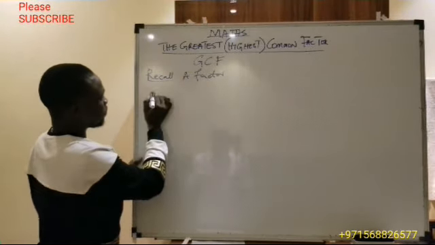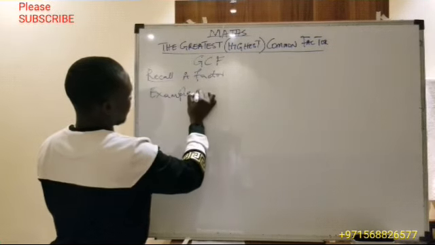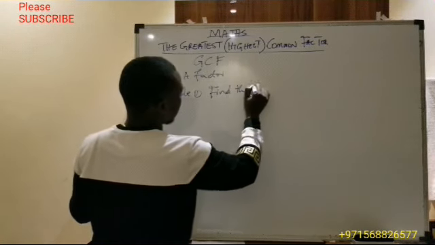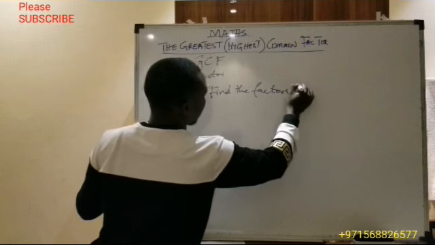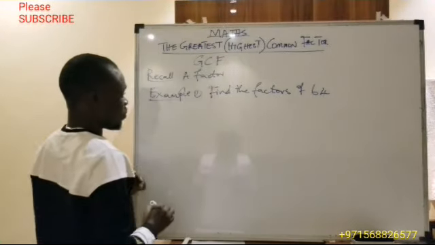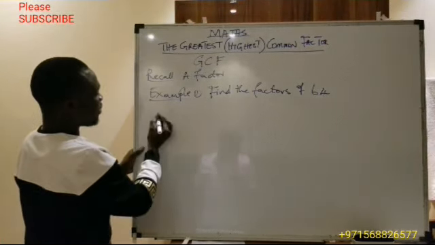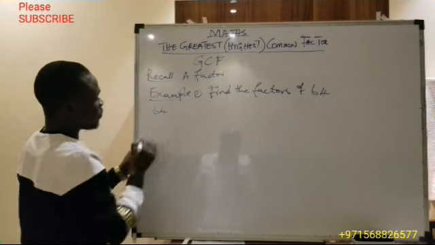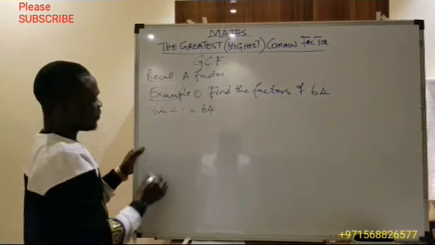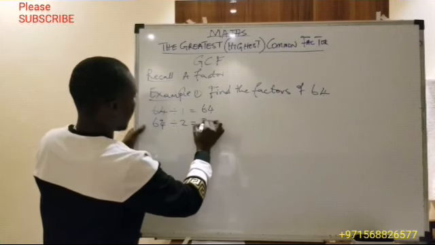Example 1. Find the factors of 64. To find the factors of 64 now, 64 divided by 1, of course, is 64. 64 divided by 2 is 32.